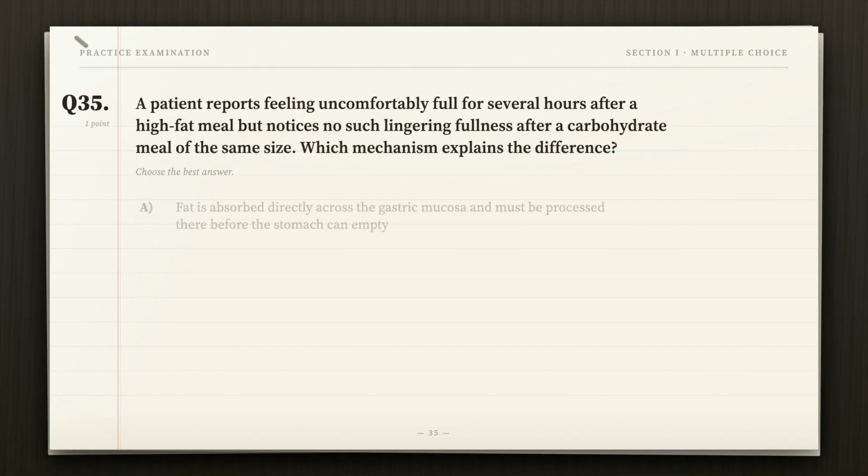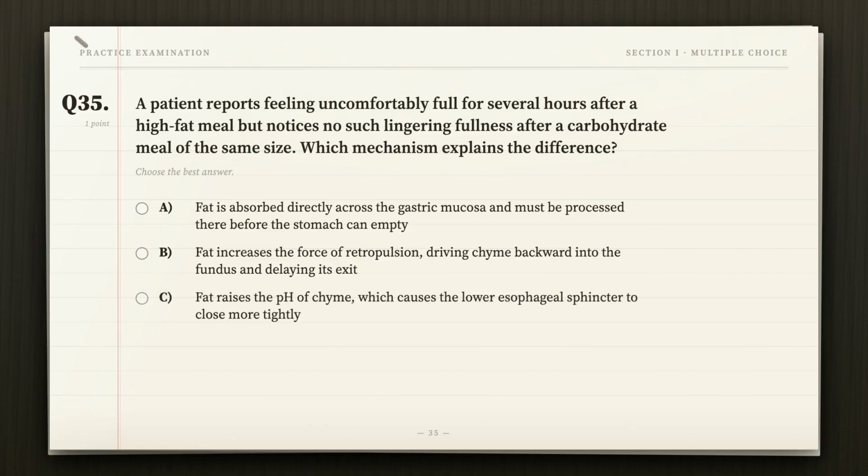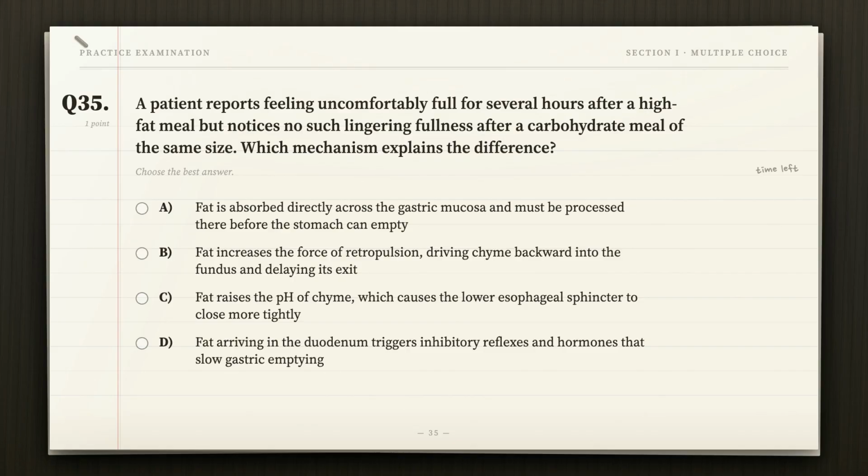Your options are: A. Fat is absorbed directly across the gastric mucosa and must be processed there before the stomach can empty. B. Fat increases the force of retropulsion, driving chyme backward into the fundus and delaying its exit. C. Fat raises the pH of chyme, which causes the lower esophageal sphincter to close more tightly. D. Fat arriving in the duodenum triggers inhibitory reflexes and hormones that slow gastric emptying. Before I reveal it, which one do you think is right?